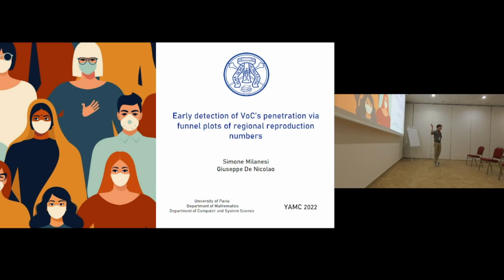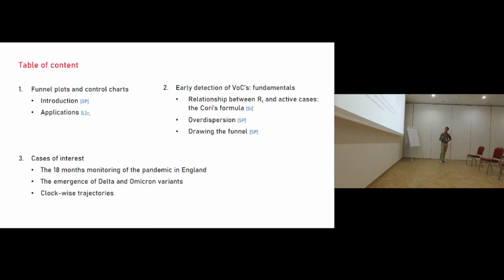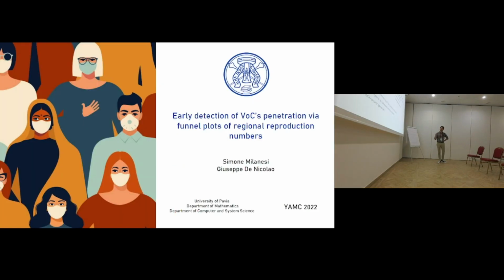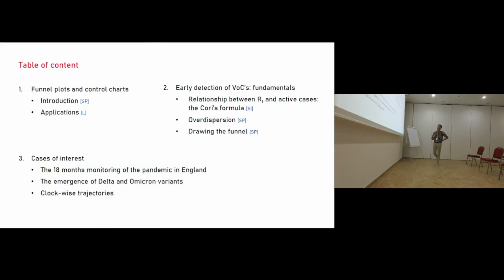The topic I'm bringing to you today is the early detection of COVID variants of concern by a statistical tool named funnel plot. I would like to structure the presentation into 3 parts. The first one is a disclosure about the topic. The second one, we are going to give the fundamentals of this kind of tool. And in the last one, we are going to analyze some cases of interest.